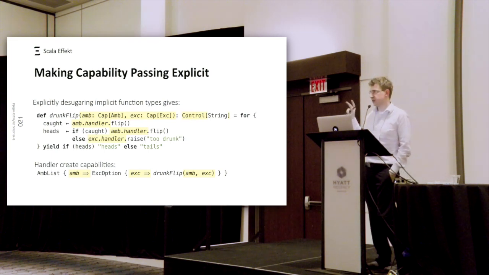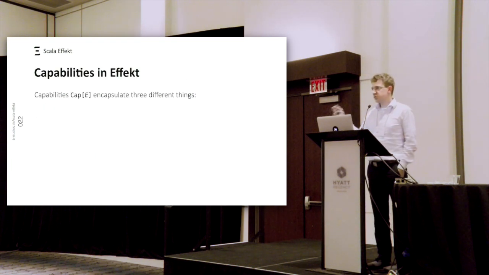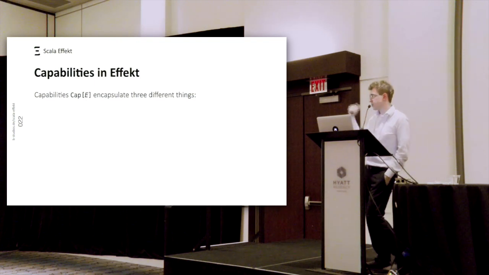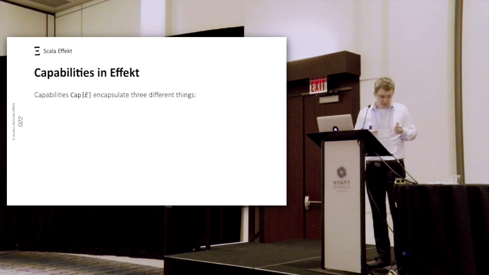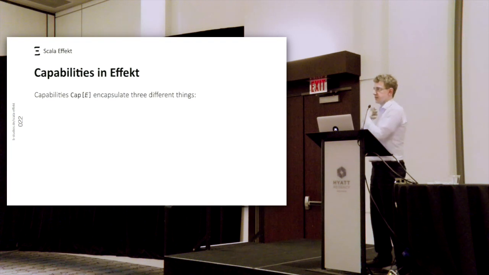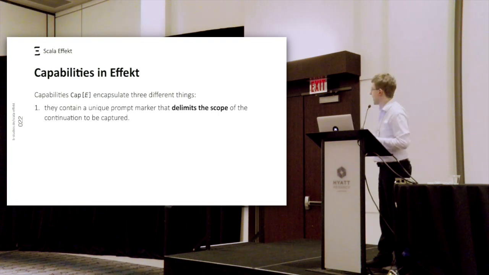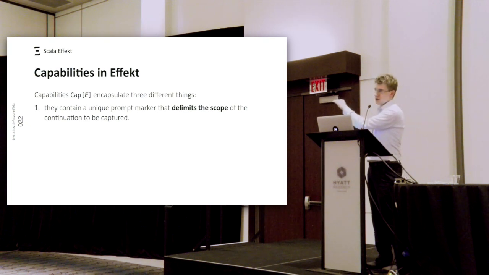I mentioned these three design decisions earlier, and now I want to relate capabilities to these design decisions again. So we had the first decision, which was how do we actually get our hands on the continuation, on the context. And capabilities relate to that in that we use them as unique prompt markers in our multi-prompt delimited continuation implementation to delimit the scope of the continuation to be captured.